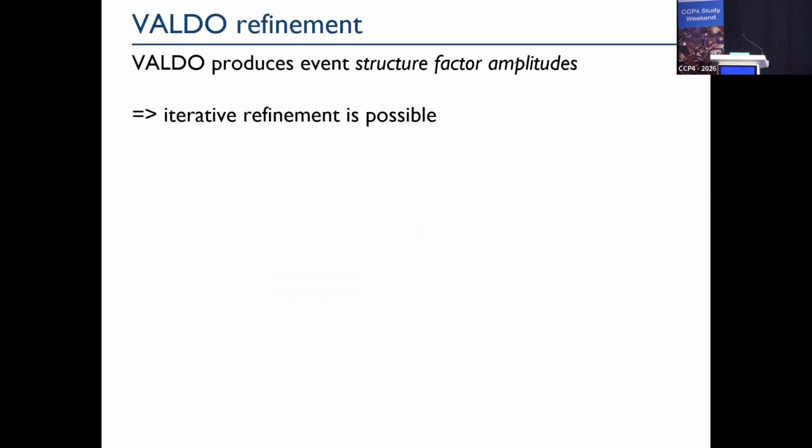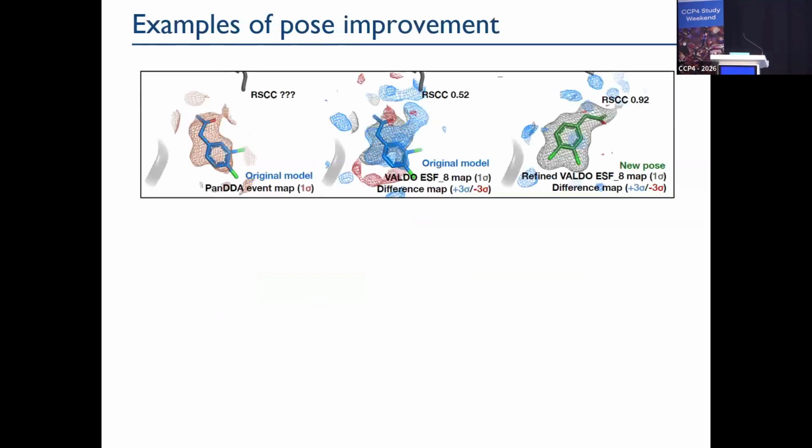One blessing and curse of this analysis is that you end up with structure factor amplitudes for the bound state, which means you can do as much refinement as you want. Instead of doing one round of refinement against a fixed real space map, in principle, you can just keep going and try to make things better, which is a hassle.